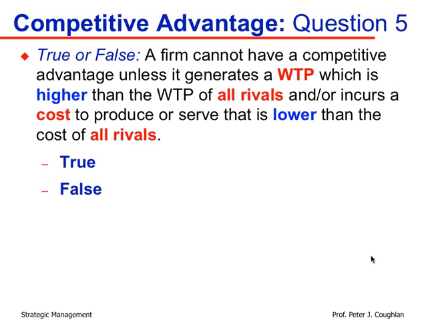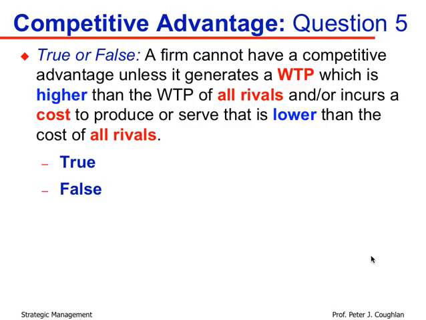All right, so the next question that was problematic was question 5 in the competitive advantage section, and it was a true or false question. True or false: a firm cannot have a competitive advantage unless it generates a willingness to pay which is higher than the willingness to pay of all rivals, and/or incurs a cost to produce or serve that is lower than the cost of all rivals. So basically it's saying the only way you can have a competitive advantage is to have a willingness to pay that's higher than all rivals, or a cost that's lower than all rivals, or both.